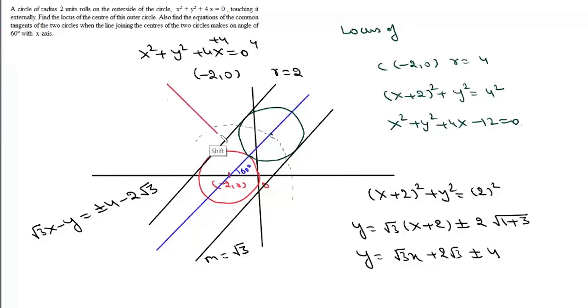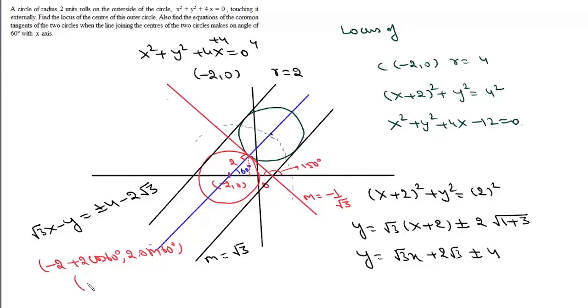And now we have to find the equation of this tangent at their point of contact. Now this is 90, this angle is 60, so this angle will be 30. This angle is 150 degrees. So the slope of this line will be -1/√3, and the radius of this circle is 2. So this point will be -2 + 2 cos 60 and 2 sin 60, so it will be (-1, √3).